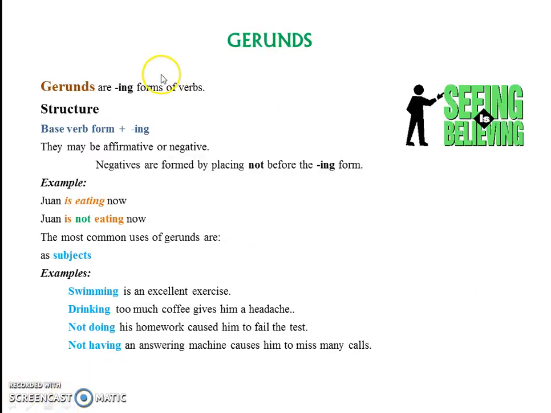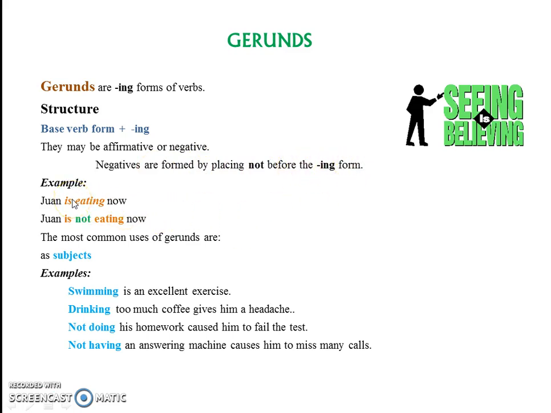Let's start with knowing what is a gerund. Gerunds are ing forms of verbs. What is the structure of this? It is the base form of the verb, any verb, plus an ing. Gerunds might be affirmative and negative. The negative forms are made by placing not before the ing form.